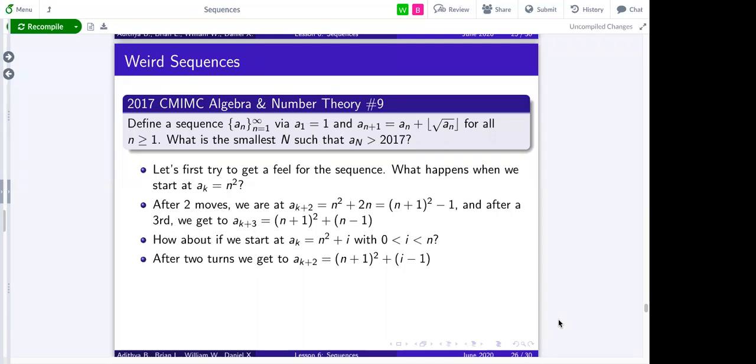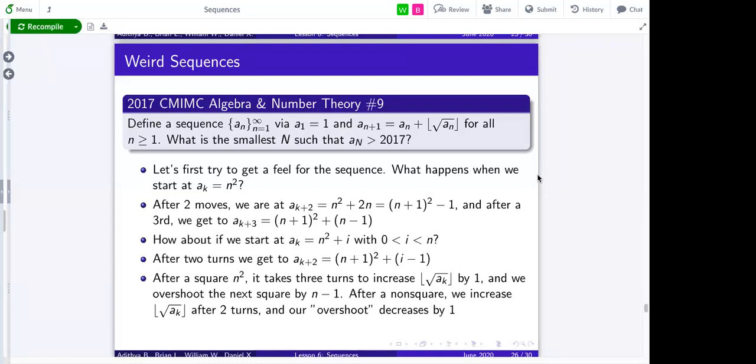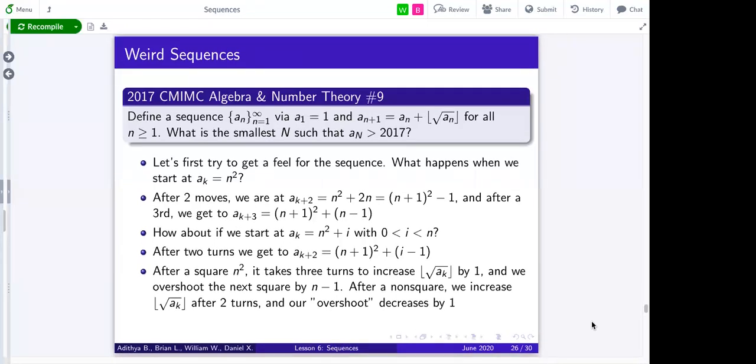So let's summarize our findings. After a square, n squared, it's going to take 3 turns to increase the floor of square root of a by 1. And then after these 3 turns, we're going to overshoot the next square by n minus 1. And after a non-square, we're going to increase the floor of square root of a after 2 turns. But when we do that, our overshoot of this square decreases by 1. Does that make sense? So what I mean when I refer to overshoot is basically the term which is added to the square.